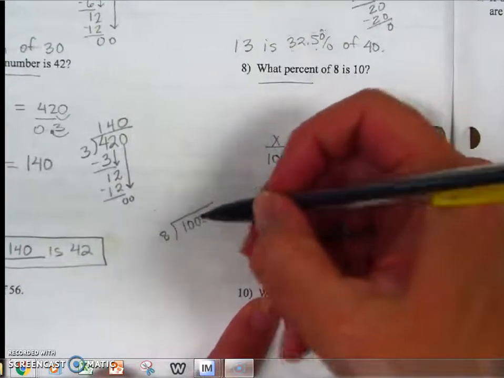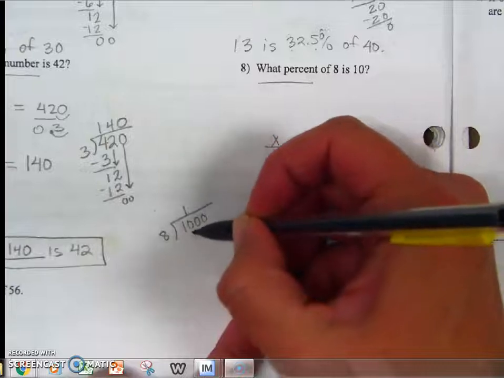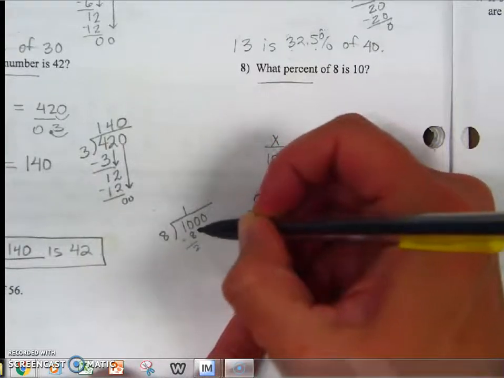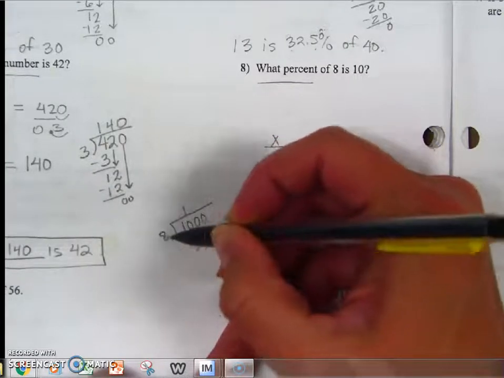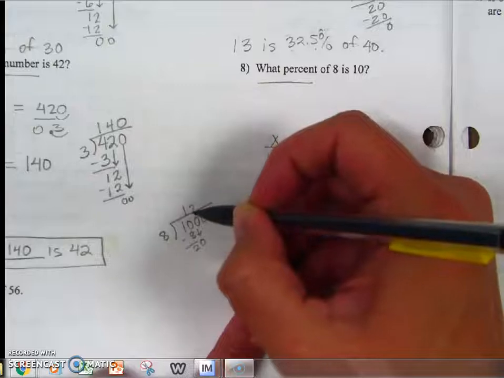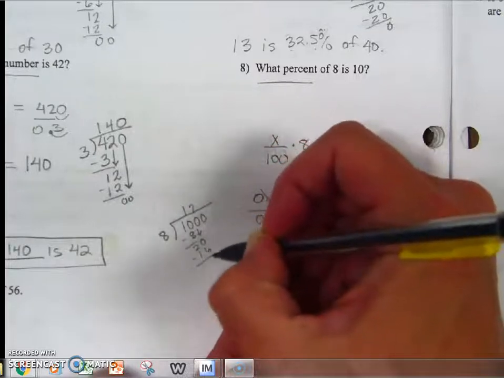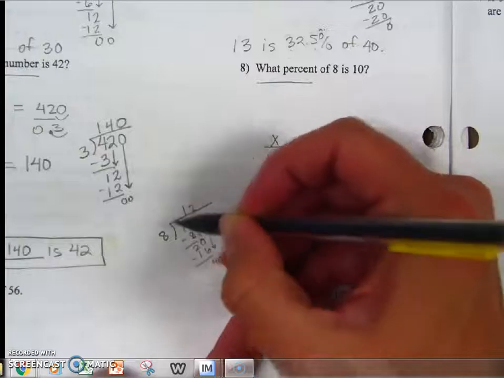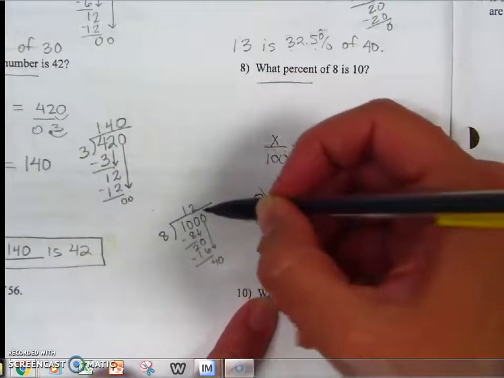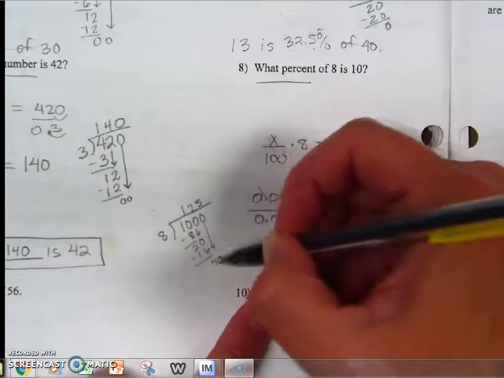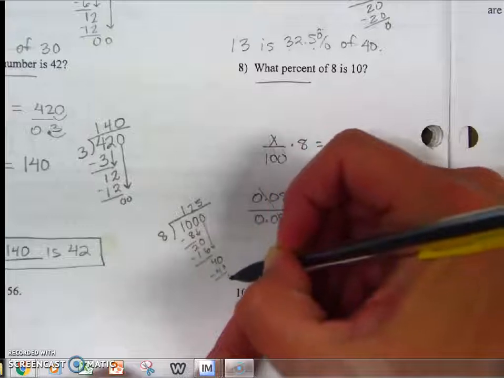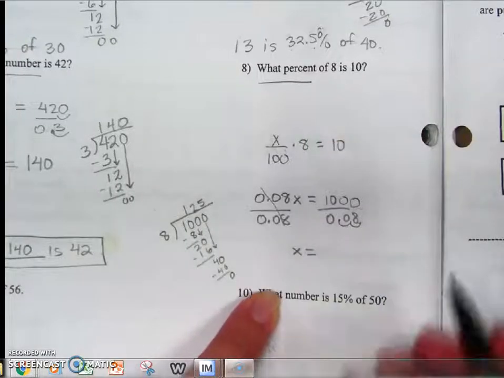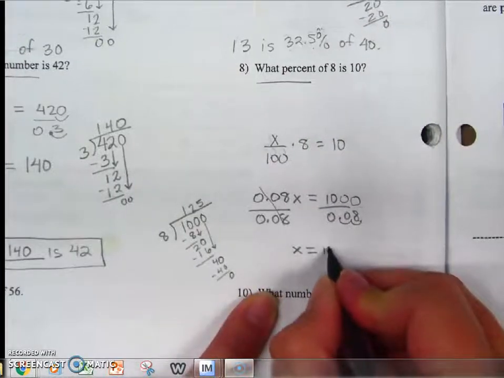All right, I know 8 goes into 10 1 time gives me 8. I have 2 left over. Bring down the 0. 8 goes into 20 2 times gives me 16. I have 4 left over. Bring down the 0. And 8 goes into 40 5 times. And that's exact. That was nice. So we don't have any little remainders there. And our answer is 125.